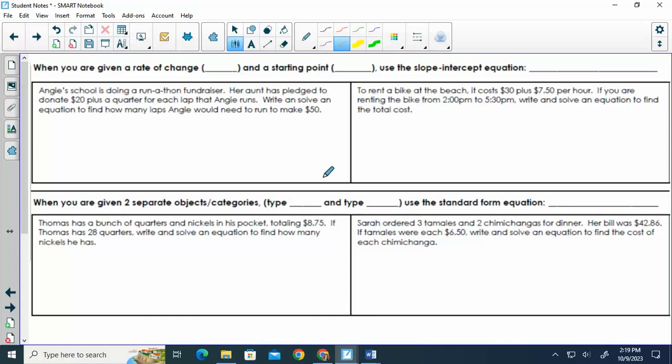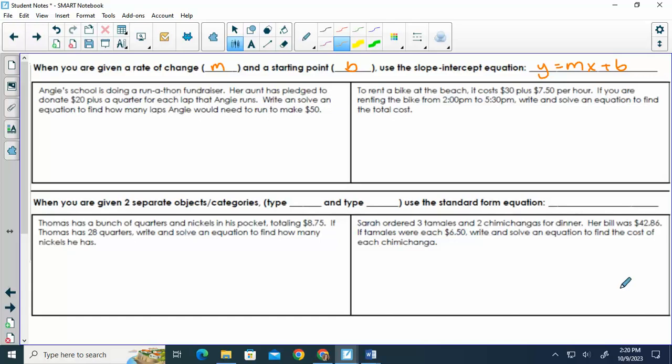So, the first type, rate of change and a starting point. Okay, so if we are given a rate of change, that is another word for what? Slope. What variable do we use for that? M. So if we have an M and a starting point, that's the y-intercept, the one-time thing. What variable do we use for a y-intercept? So our equation, we can just do y equals mx plus b.